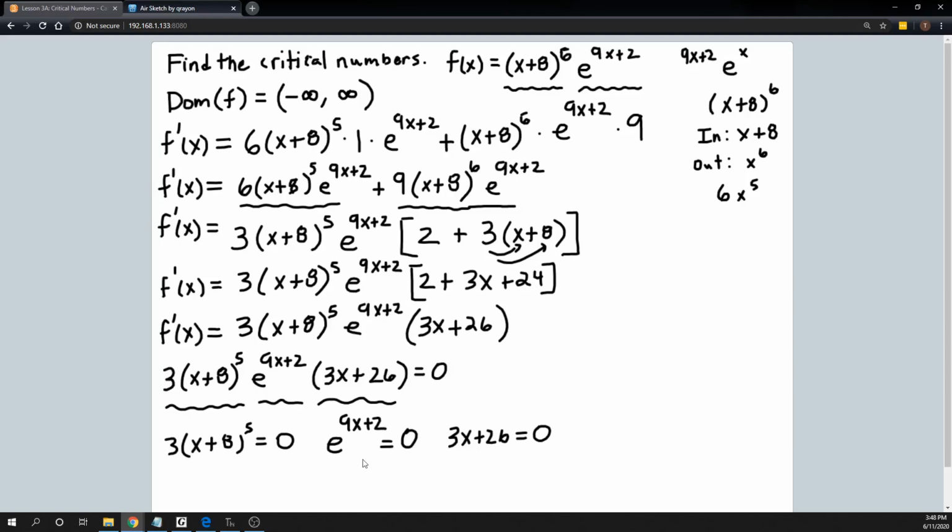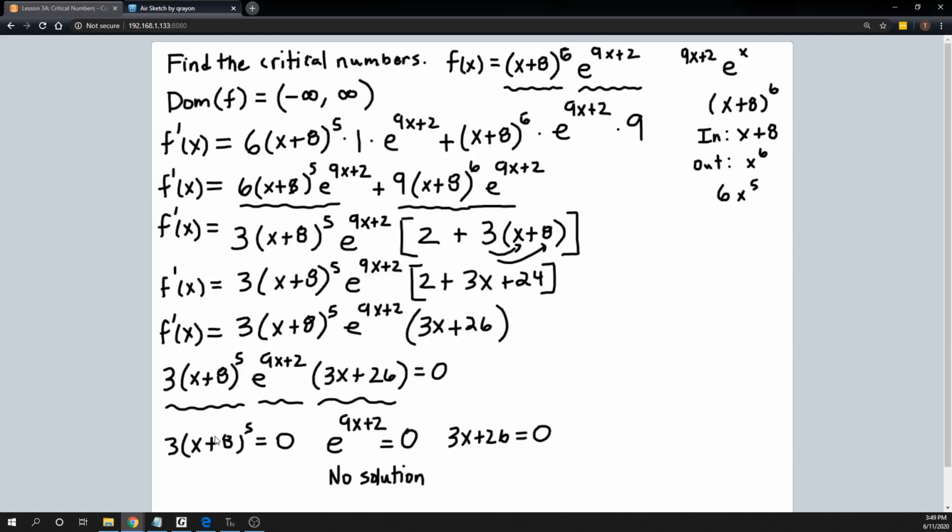So I'm going to start with the easiest one, which is e to the 9x plus 2 equals 0. It's the easiest one because there is no solution to this. The reason is because e to any power is always going to be a positive number. It can never be 0. So the fact that this exponent is 9x plus 2 doesn't make any difference at all. It could be anything up there. It doesn't matter what the exponent is. If you have e to a number, it will never wind up to be 0. So there's no solution to this one.